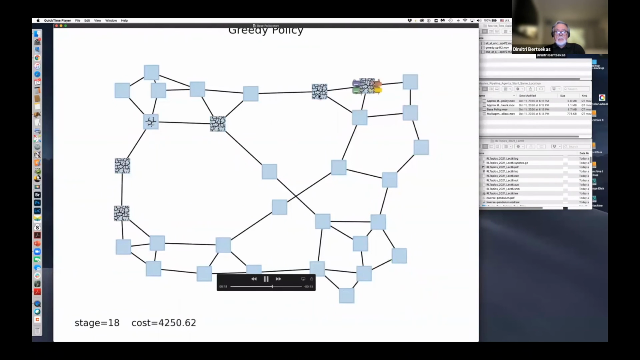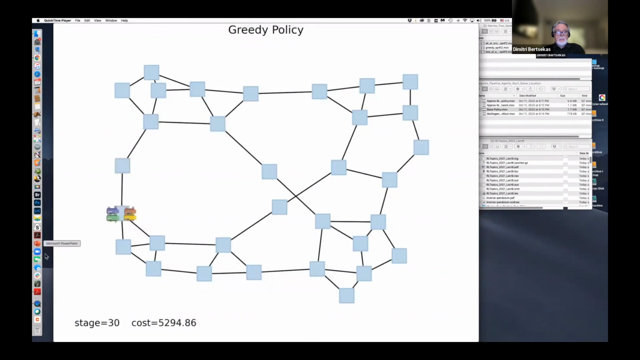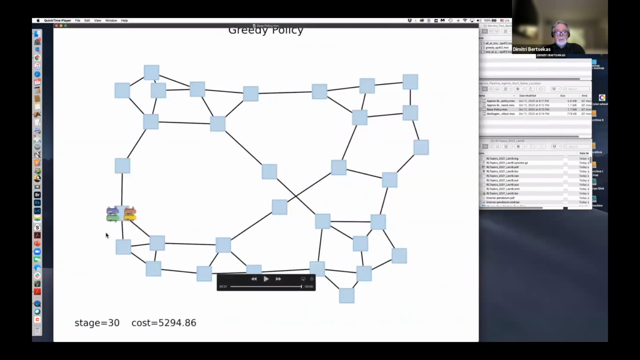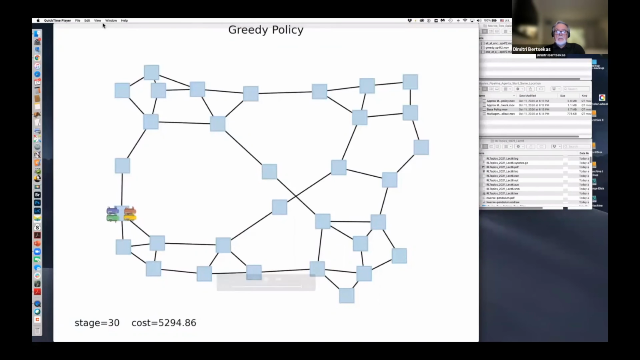Notice that new damages pop up, become worse. But this one has perfect vision about which sites are damaged, somewhat damaged, and it moves accordingly. And now it's finished. And here's the accumulated cost in these 30 stages. Okay, so the base policy has no coordination.